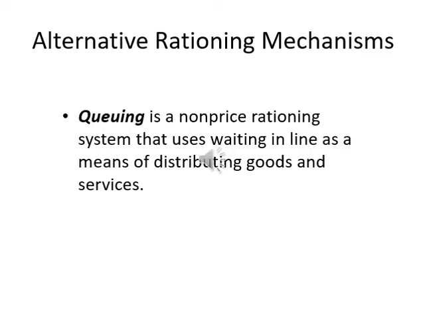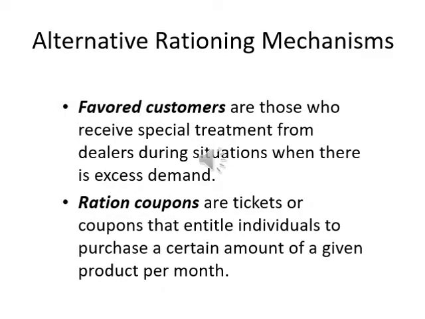Alternative rationing mechanisms. Queuing is a non-price rationing system that uses waiting in line as a means of distributing goods and services. Alternative rationing mechanisms. Favored customers are those who receive special treatment from dealers during situations when there is excess demand. Ration coupons are tickets or coupons that entitle individuals to purchase a certain amount of a given product per month.